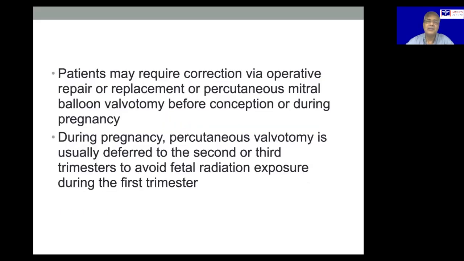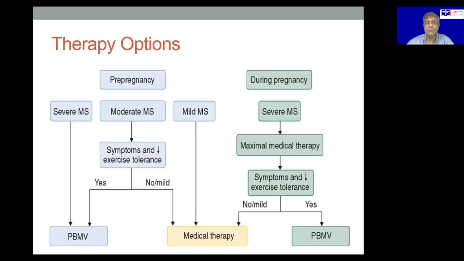In case the patient's condition deteriorates during pregnancy, the patient may require correction of the lesion, that is operative repair and replacement of the valve, or percutaneous mitral valvotomy before conception or during pregnancy. During pregnancy, percutaneous valvotomy is usually deferred to the second or third trimester to avoid fetal radiation exposure in the first trimester. So these are the therapeutic options.